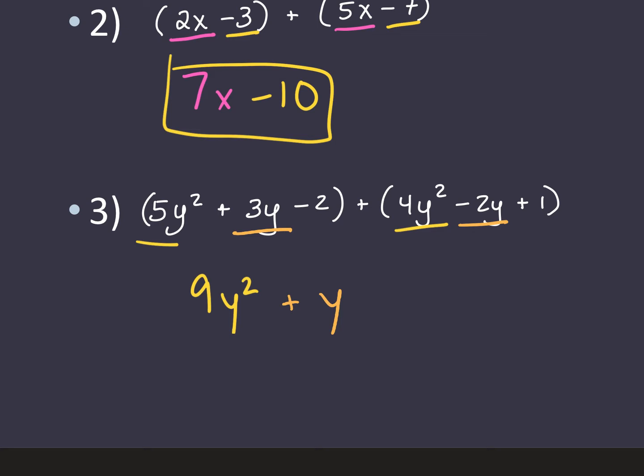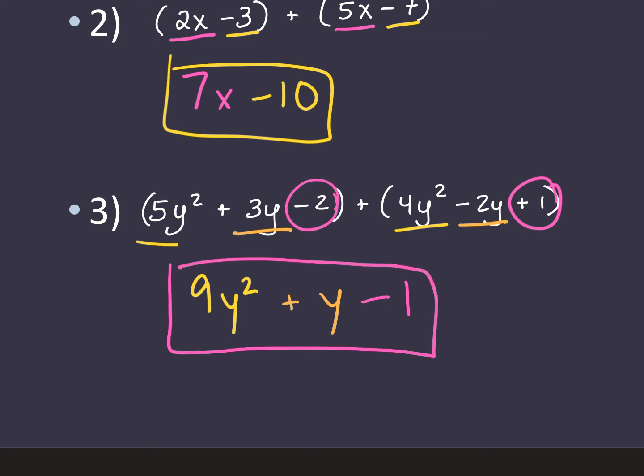And then lastly, we have our constants, so -2 plus 1 would be -1. So our answer is 9y squared plus y minus 1. Now we can't combine any of these three together because they're not like terms. One's y squared, the other one's y, the other one doesn't even have a y. So this would be our answer.